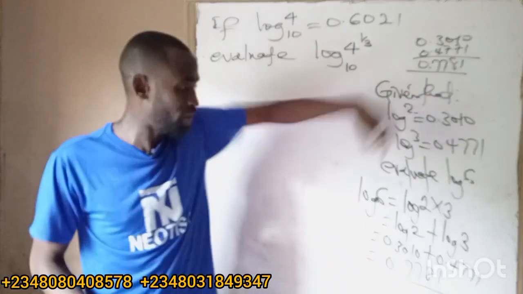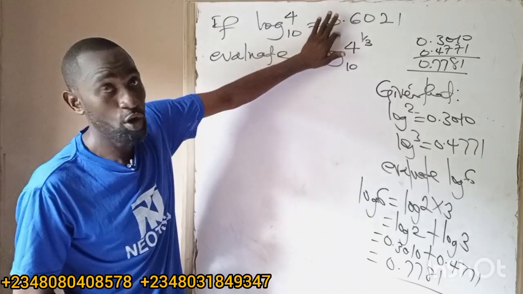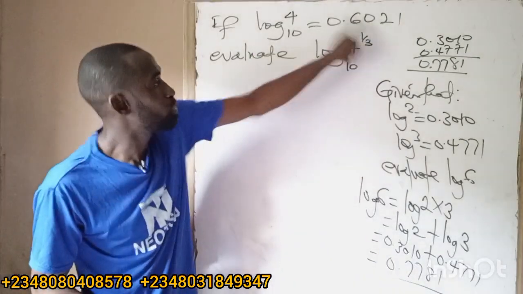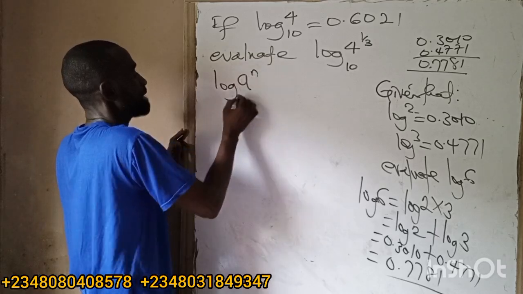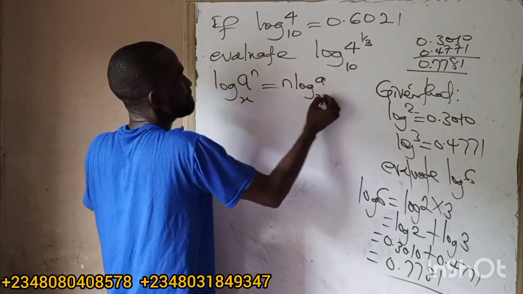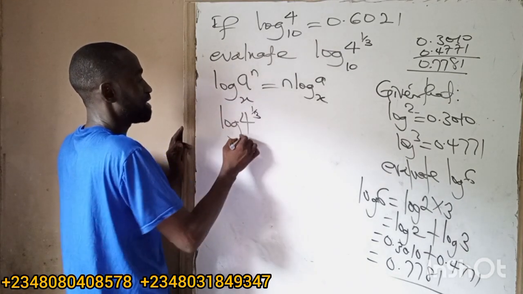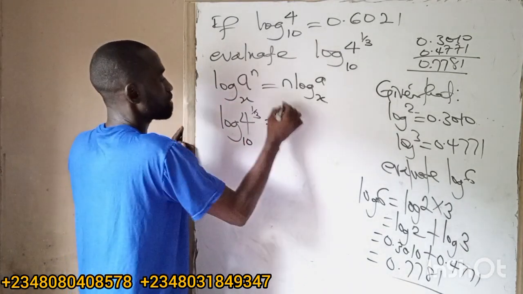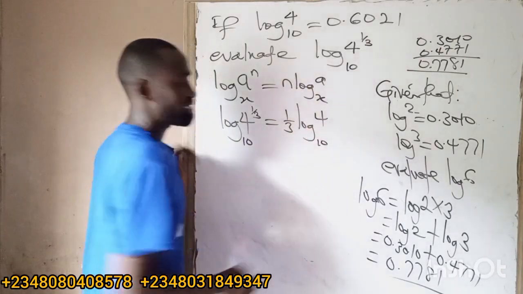So this is another ruling that I can give you. You are given something, you have to find something. So we are given this, we have to evaluate this. Here I can apply the law of log. I'm given log 4, so I can bring this one down. We have a law that says log of a raised to power n, base x, equals n log a, base x. So if I have log of 4 raised to power 1 over 3, base 10, it will be equal to 1 over 3 times log of 4 base 10. Is it clear?